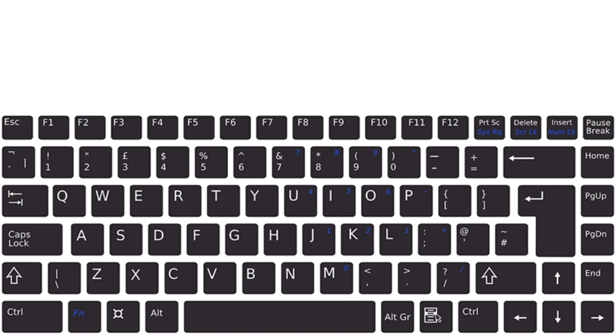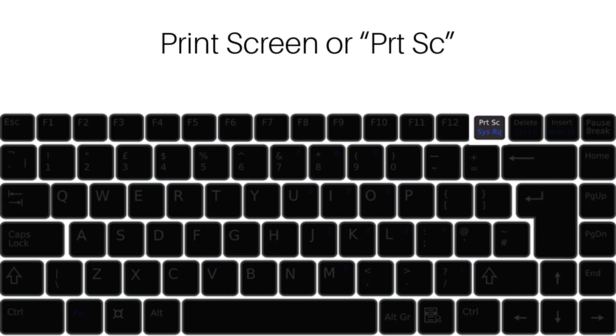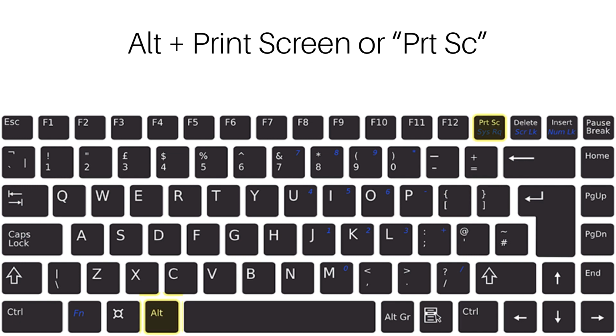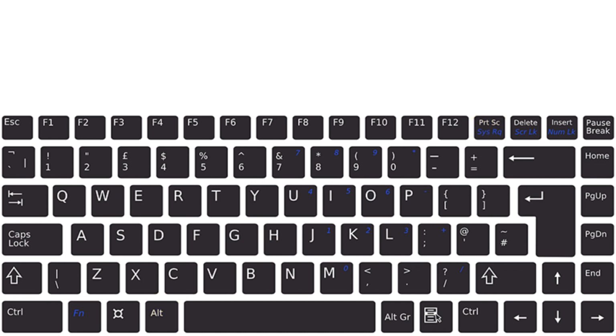On a Windows device, all you need to do is hit the Print Screen button. It may be located in a different location than what this keyboard layout has. This will capture everything on your screen. If you just want to capture the open window, hit Alt and Print Screen. After that, you'll have to paste it into your editing program of choice or directly into Google Docs.